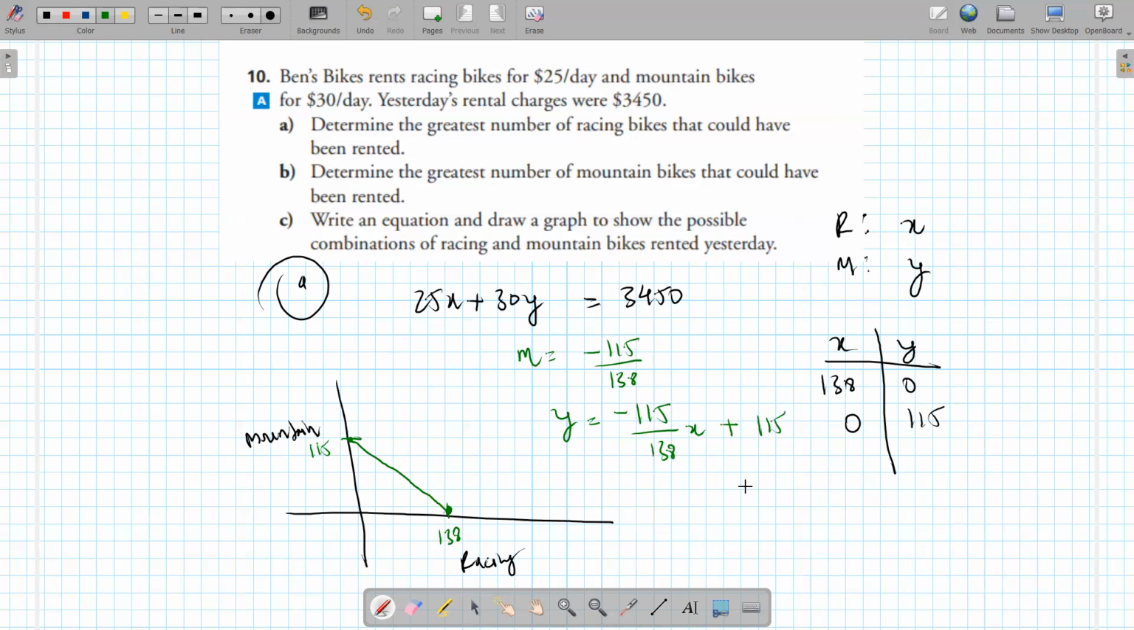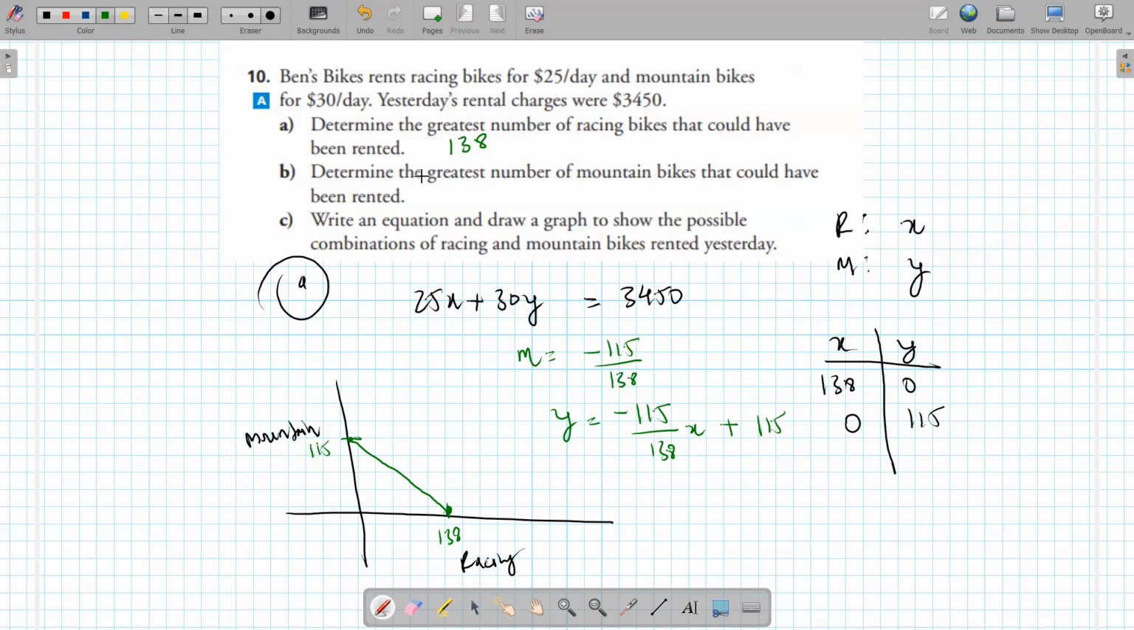Look at the questions now. It says, determine the greatest number of racing bikes that could have been rented. What's the highest number of racing bikes that could have been rented? The answer is right there in the graph, or right there in the table as well. It is the x-intercept, 138. What this means is you can rent 138 racing bikes and no mountain bikes.